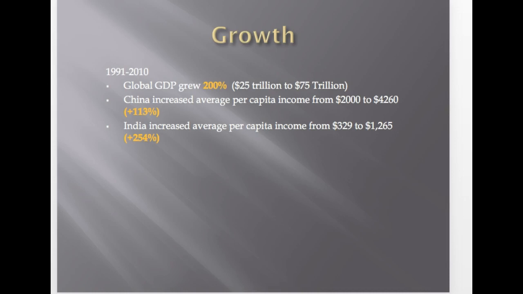Now, take a look at this chart. The best part of this growth is the growth in the middle class all around the world. As you can see, global GDP grew 200%. China increased their average per capita income from $2,000 to $4,260, an increase of 113%. And look at India, increasing 254%.